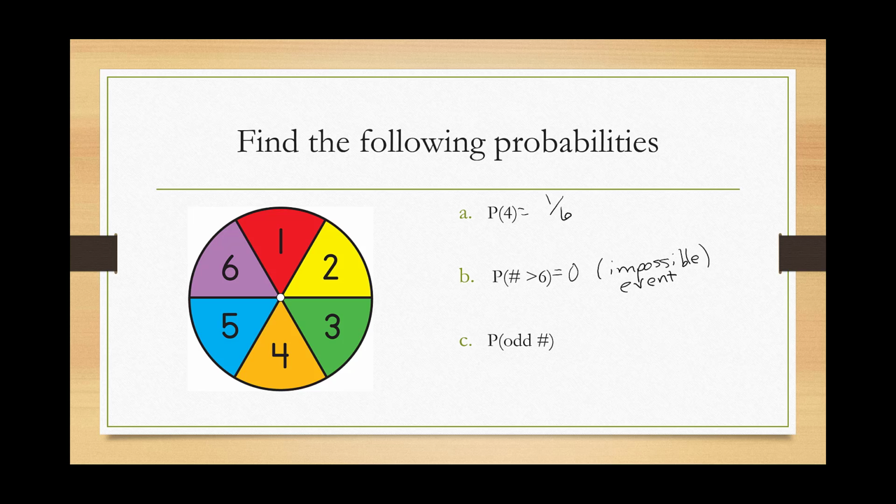Okay. C says, let's find the probability of getting an odd number. Well, when we look at the odds, it's 1, 3, and 5, so there are 3 of them out of the 6 outcomes. I can reduce that to 1 over 2.